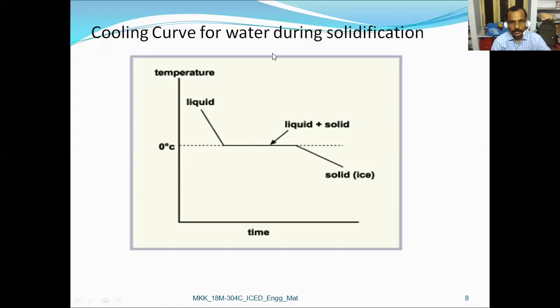So this is the cooling curve generated between the time and the temperature. This is the temperature and this is the time going on. The liquid changes from liquid state to solid state, nothing but the ice here. At 0 degrees centigrade, it is thermal equilibrium, where liquid plus solid is available.